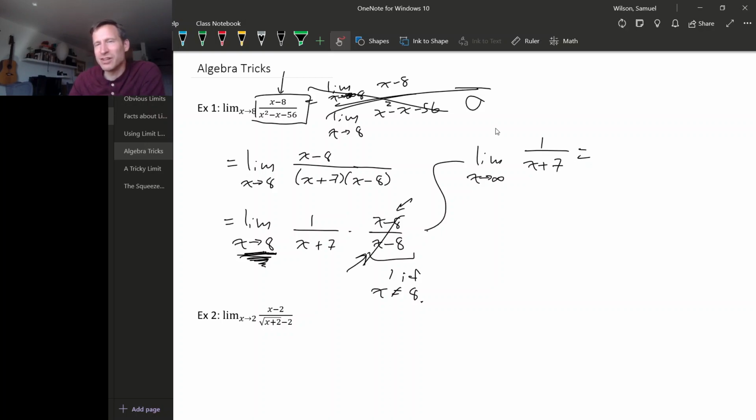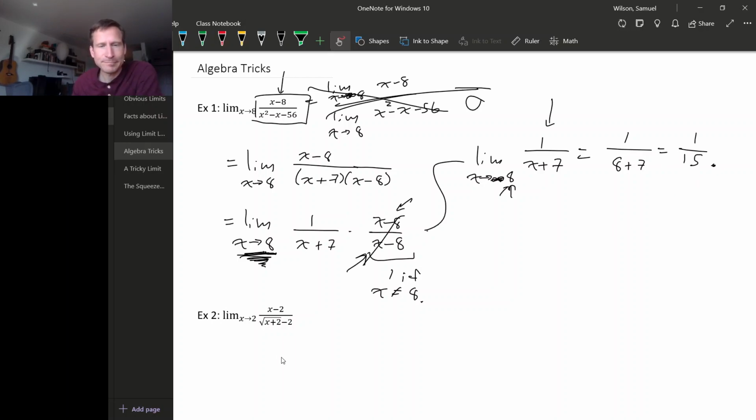And now we can use the limit laws, right? Something that you probably noticed with the limit laws is that for polynomials and rational expressions, you can just plug in this number and you'll get the appropriate limit. So this is 1 over 8 plus 7. Well, as long as it doesn't make the denominator 0, you can plug in that number. So this is 1 over 15.